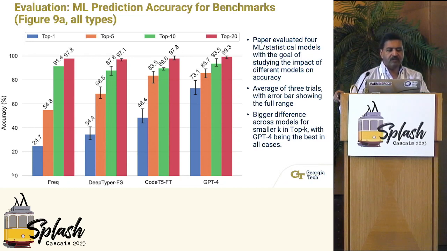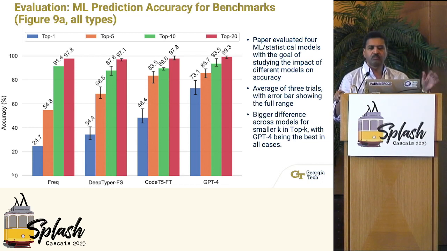So to give you a feel for the ML models, we actually evaluated 4 in the paper just to get a sense of to what extent the model had an impact on accuracy and overall results. So these are some of the results just for predicting the type of a single variable. And you can see 4 models. The first is more a statistical model, just frequency-based. The second and third are extensions from past work. And earlier this year, we had the opportunity to experiment with GPT-4, the API, also as a model.